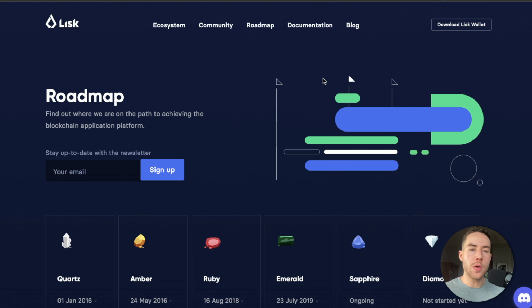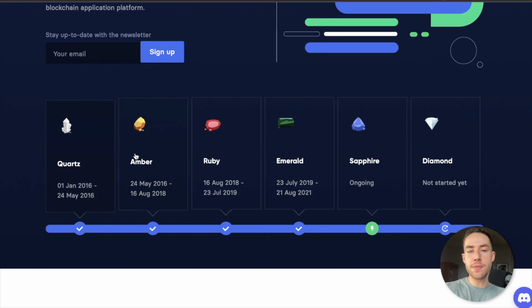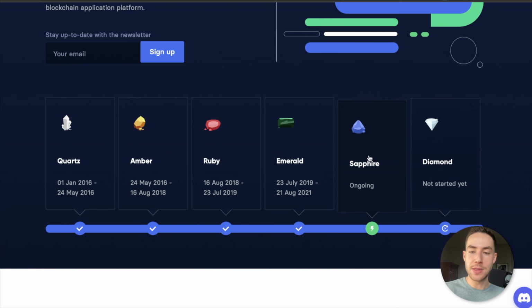So let's talk about the roadmap of Lisk and where they are headed in the future. They've gone through all these different phases, and right now they are on Sapphire. Let's talk about Sapphire, and then there's going to be Diamond after that. So Sapphire and then Diamond, and then it should be done.